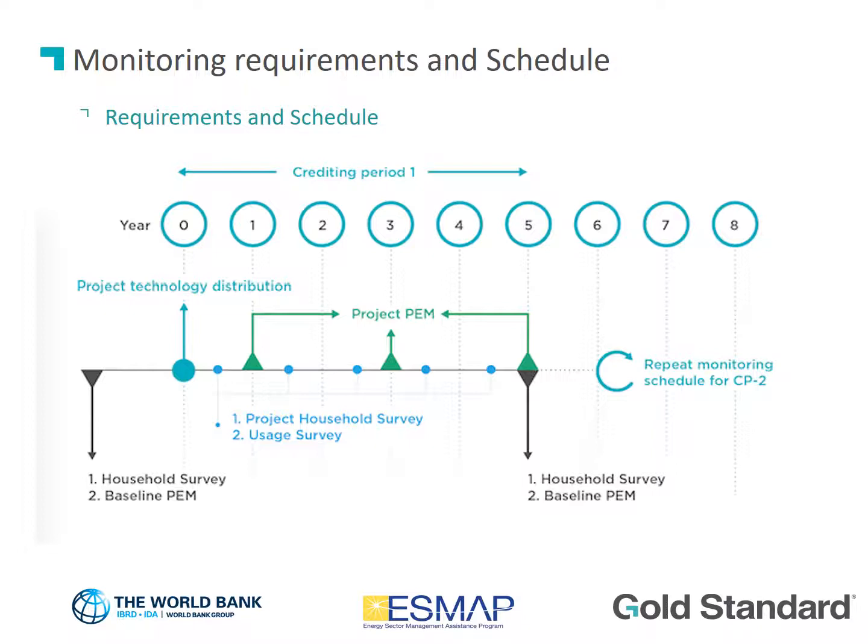Project surveys and usage surveys need to be administered every 6 months following stove dissemination for the duration of the sampling. Starting in year 5, the project needs to be renewed, and this whole process will need to be repeated, including the baseline measurements and the baseline survey.